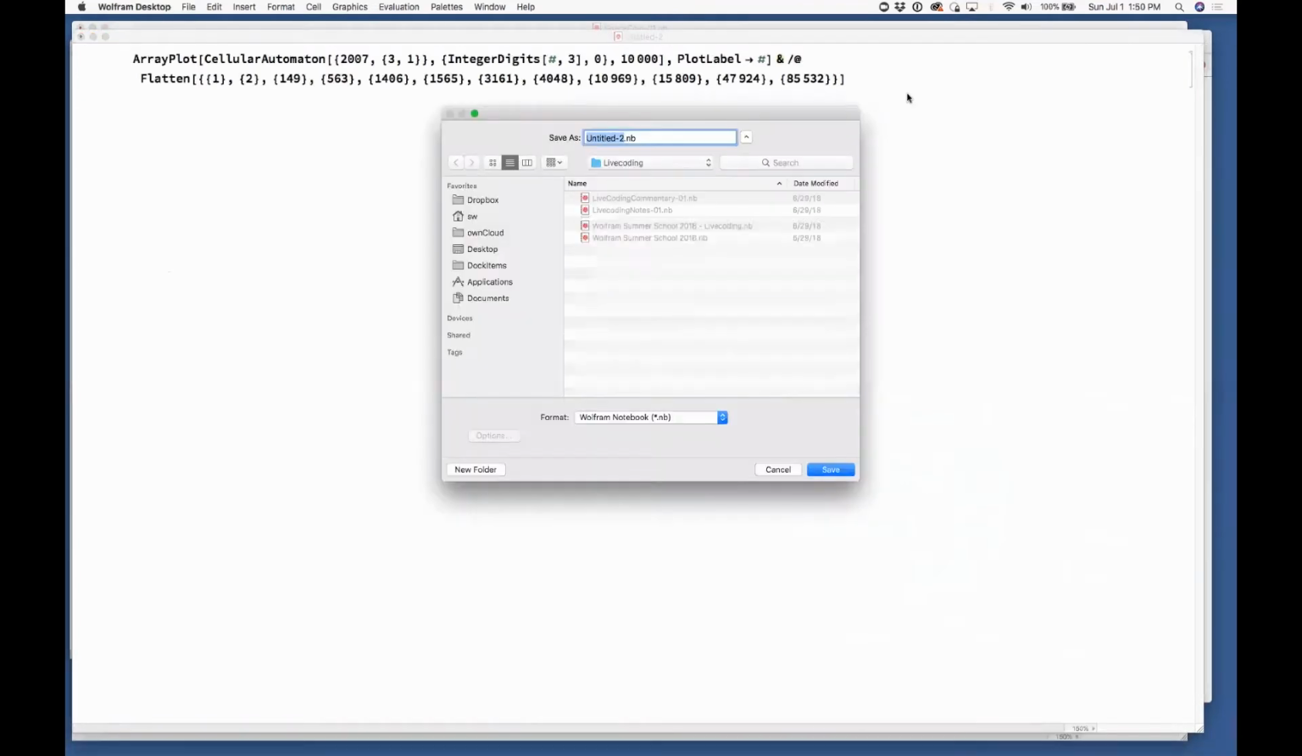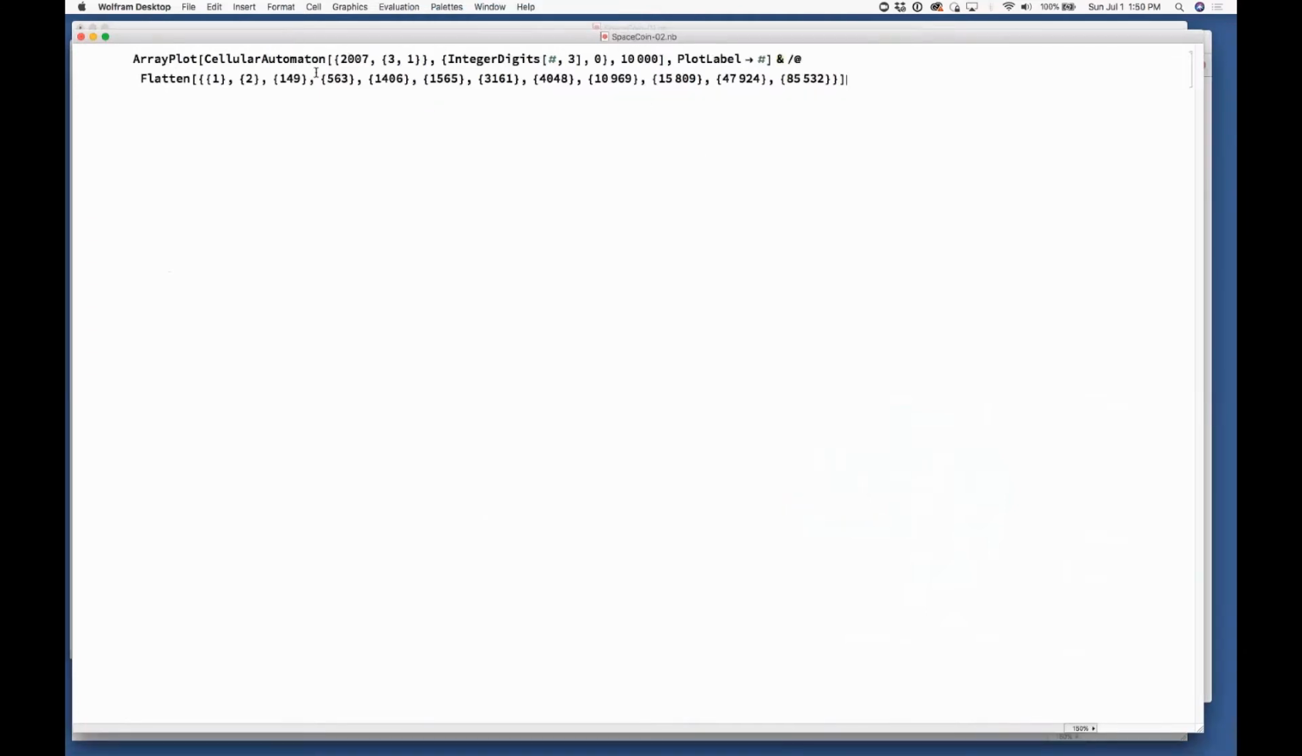Okay, let's see. This was spacecoin 02. Now for each of these, I want to figure out the corresponding find transient repeat thing. The claim was that most of them... so here, instead of an array plot, I want to say length / find transient repeat of that. And let's say five of those.